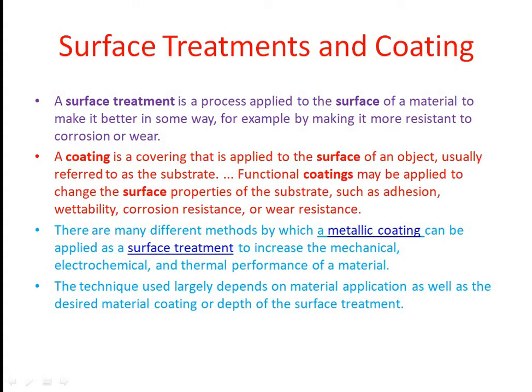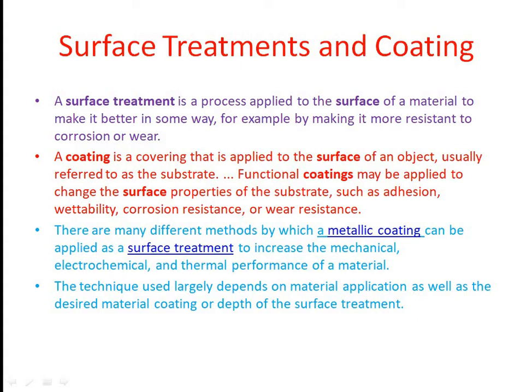Coating is nothing but a covering which is applied on the surface of an object, and that object is usually referred to as the substrate. Functional coatings may be applied to change the surface properties of the substrate, such as adhesion, wettability, corrosion resistance or wear resistance. So these two terms, surface treatments and coating, indicate processes applied on the surface of the material to make it better, with coating being a covering applied to the surface of the object, usually referred to as the substrate.